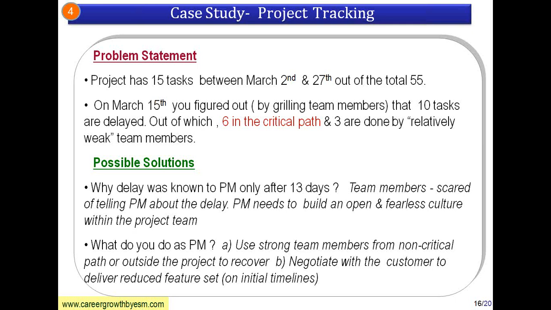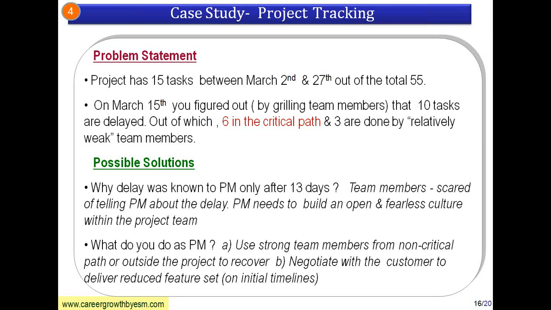The second possible solution is what you do as a PM: use strong team members from the non-critical path. You have some strong team members outside the critical path. Use those team members and bring them to the critical path to recover from the situation. The last option is to negotiate with the customer to deliver a reduced feature set.